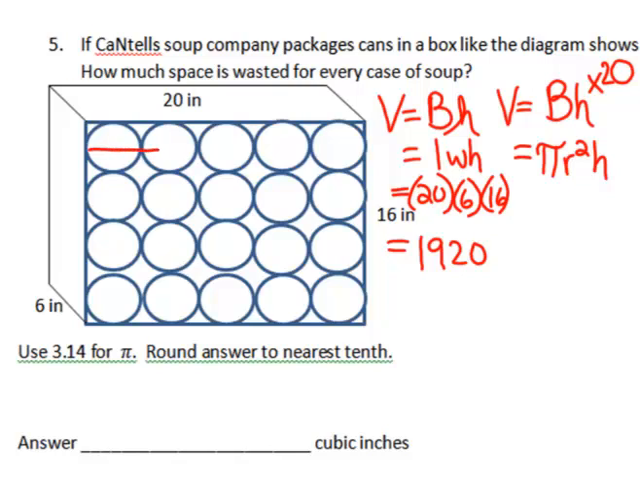Now here's something really interesting. This is the length of the box. Now you notice that all of these cans are the same size. The length is 20. So if I took 20 divided by 5, I would discover that the radius of each can, or the diameter of each can, is 4. So that means that the radius equals 2. That's really important.